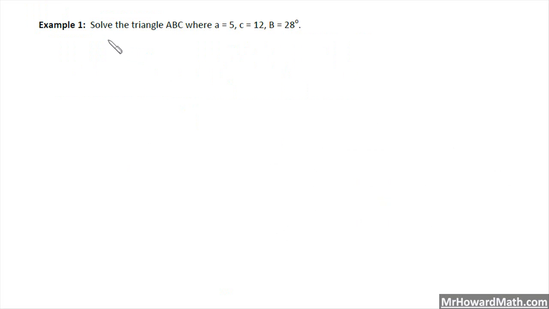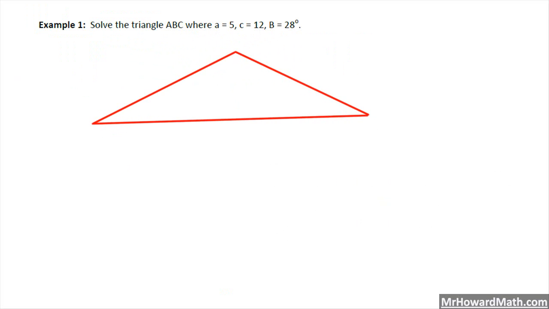Okay, now for example 1, solve the triangle ABC where a is 5, c is 12, B is 28. So the first thing we'll do is sketch a triangle. We can shape this triangle just about any way we want as long as we label it correctly. I'm going to make it A, B, and C. Once I've established this, I have to fill in this information correctly. So side a is across from angle A, so this would be 5. Side c is across from angle C, so this would be 12. And angle B is 28 degrees.